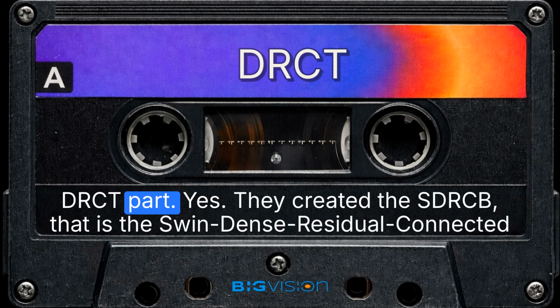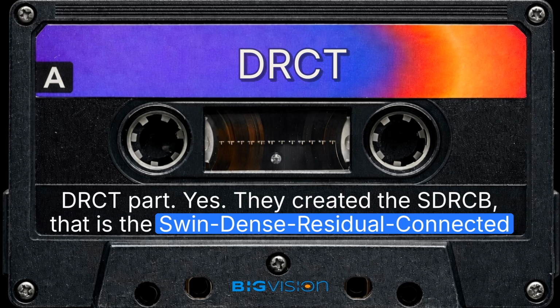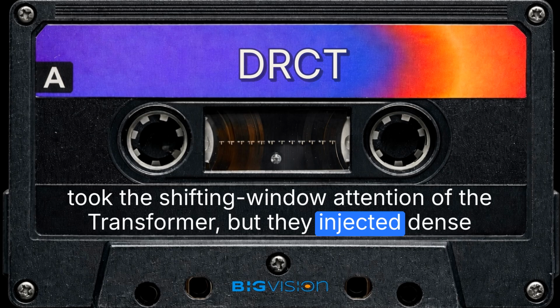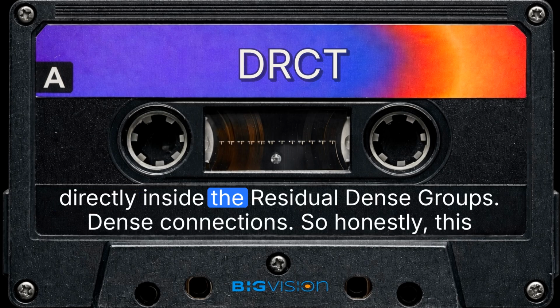Okay, this is the DRCT part. Yes, they created the SDRCB, that is the Swin-dense residual connected block. They took the shifting window attention of the transformer, but they injected dense connections directly inside the residual groups.